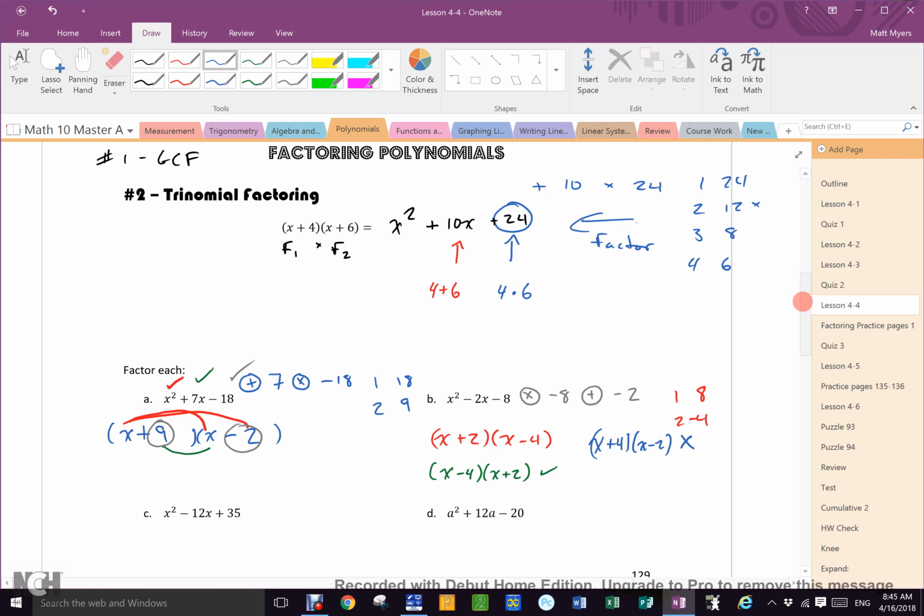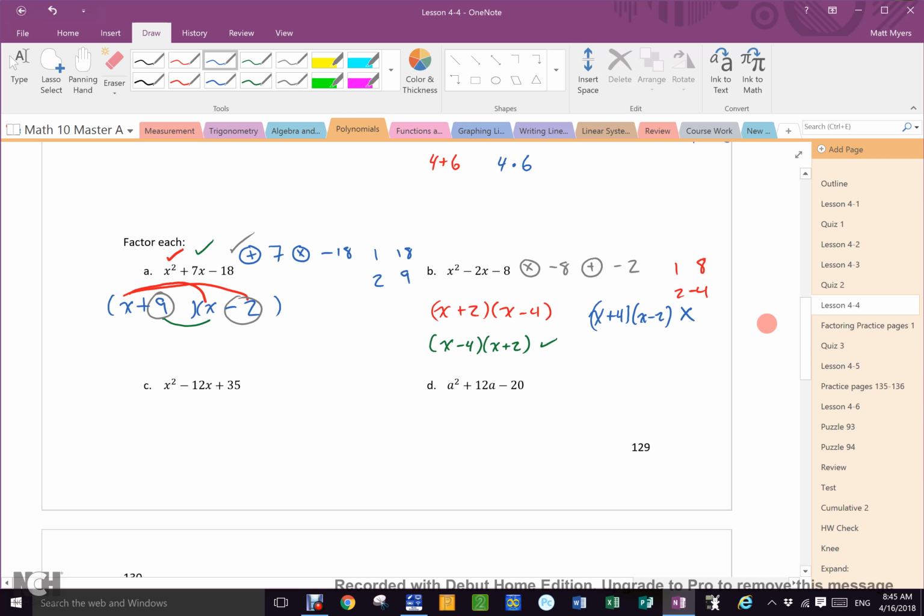All right. You try C. Remember, you need to add to something and multiply to something.